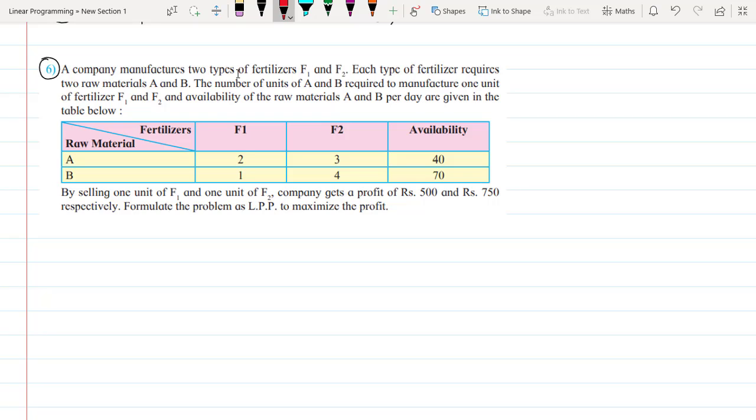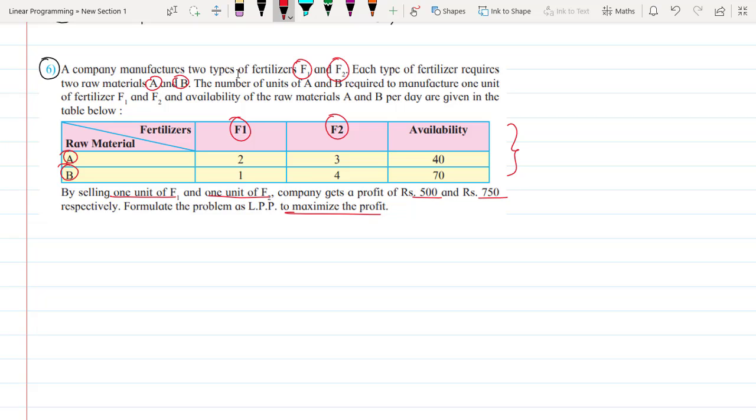A company manufactures two types of fertilizers, F1 and F2. Each type of fertilizer requires two raw materials, A and B. Okay, so these are the raw materials and these are the fertilizers. The number of units of A and B required to manufacture one unit of fertilizer F1 and F2, and availability, is shown in this table. By selling one unit of F1 and one unit of F2, the company gets a profit of 500 and 750 respectively. So your objective is to maximize the profit.